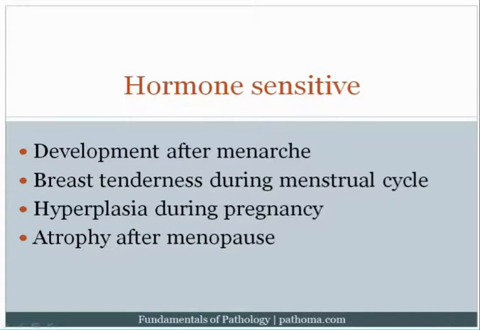Going one step further, we should remind ourselves that the breast tissue is hormone sensitive. So when you look at breast epithelium, it contains both estrogen and progesterone receptors, and those receptors are necessary because it's estrogen and progesterone that are going to drive the development of the breast. For example, when you look at a boy or a girl, they both have minimal breast tissue underneath the subareolar region. However, once a girl goes through puberty and begins to produce estrogen and progesterone, then there's going to be significant development of the breast after menarche.